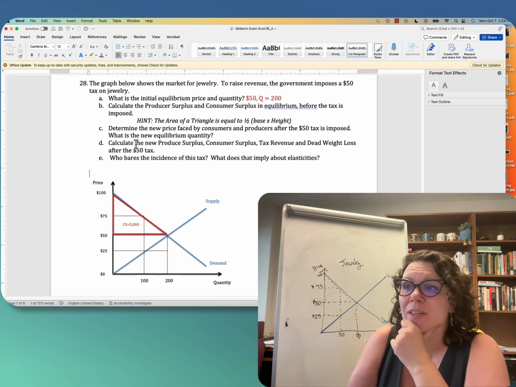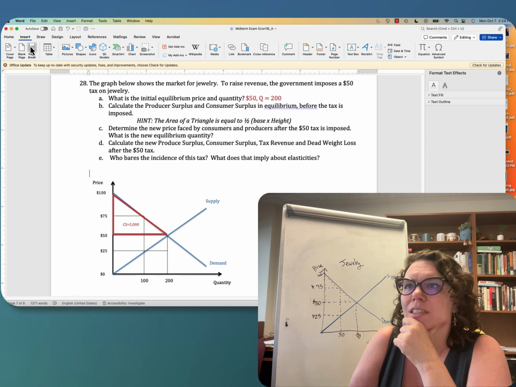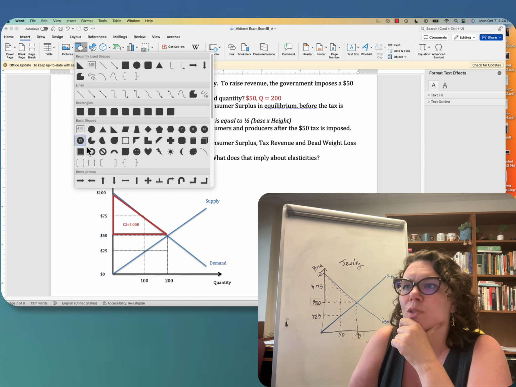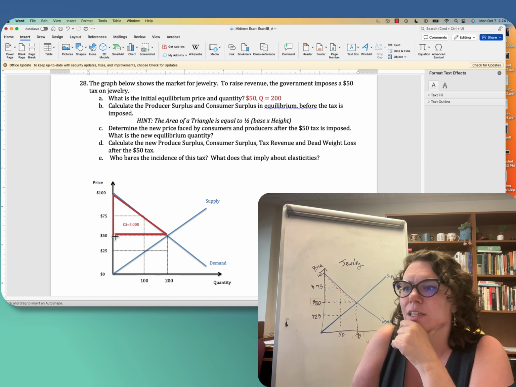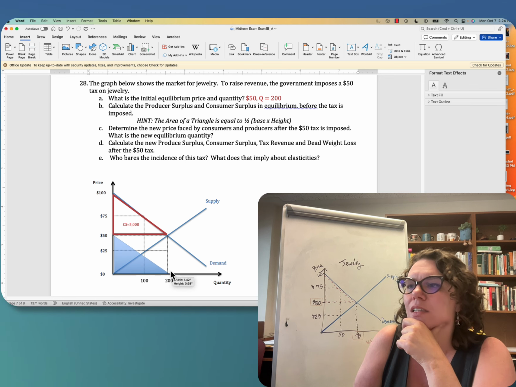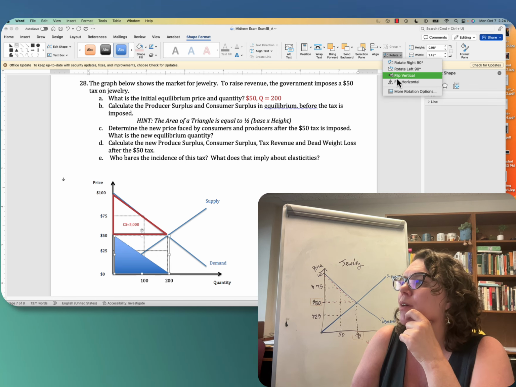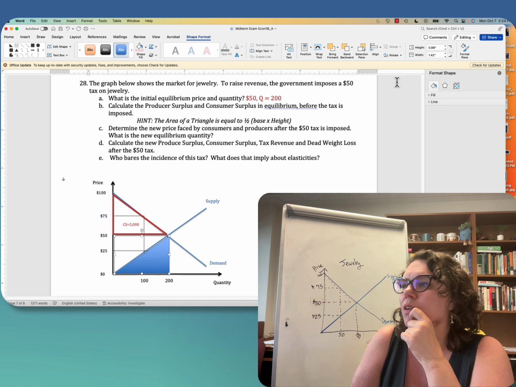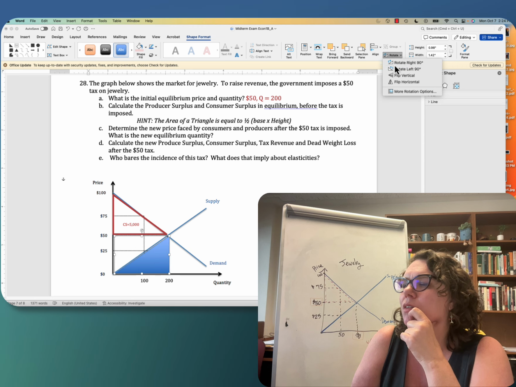Producer surplus is going to be the other side. Producer surplus is going to be another triangle, but now this triangle is going to be the difference between price and willingness to sell. I'm going to go ahead and flip this.